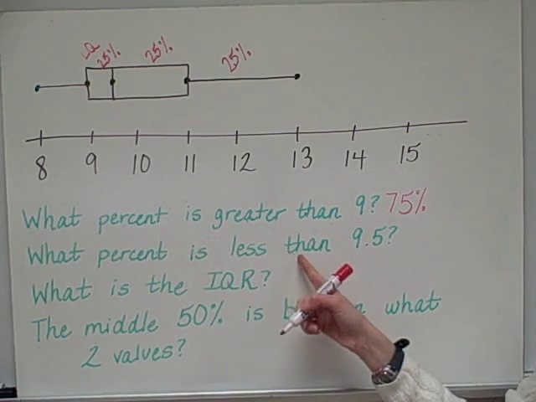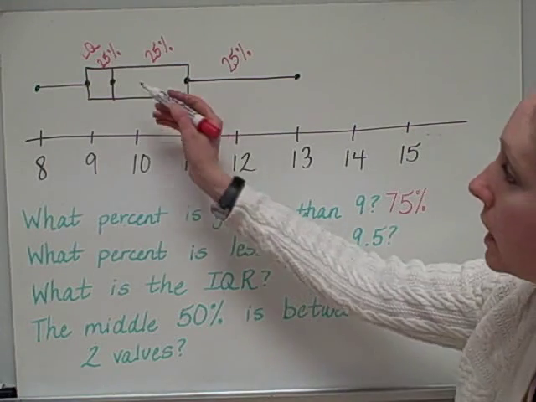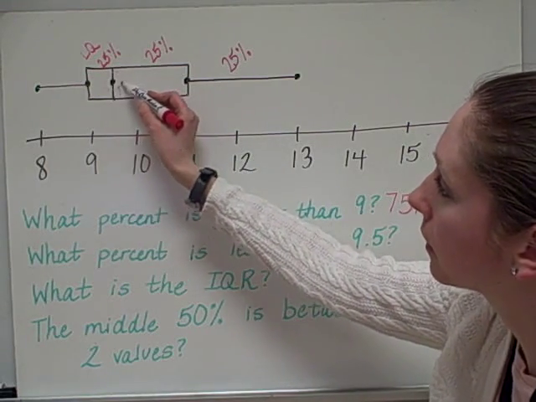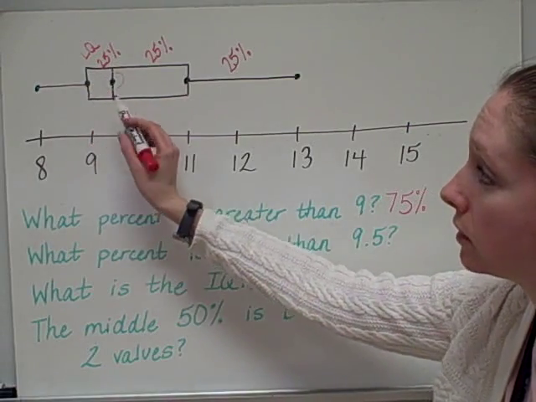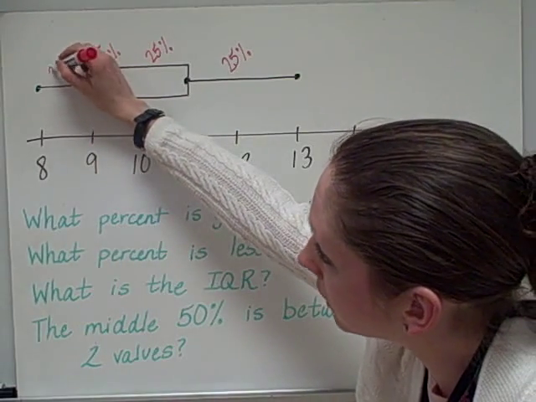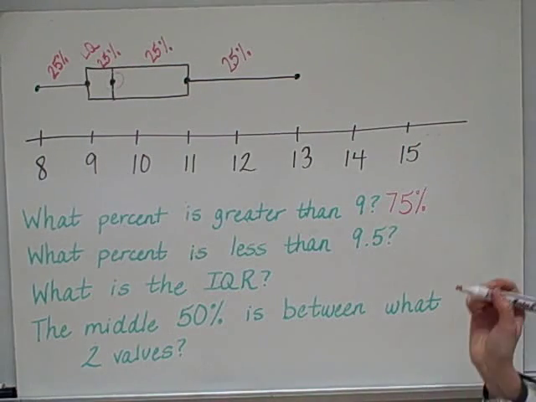What percent is less than 9.5? 9.5 is my median. So less than the median, that's this 25% and this 25%. So that's a total of 50%.